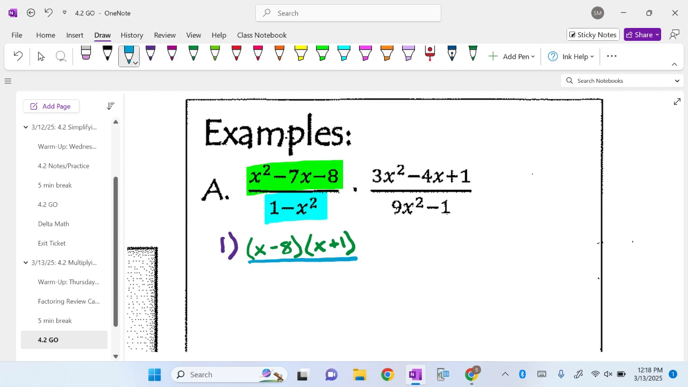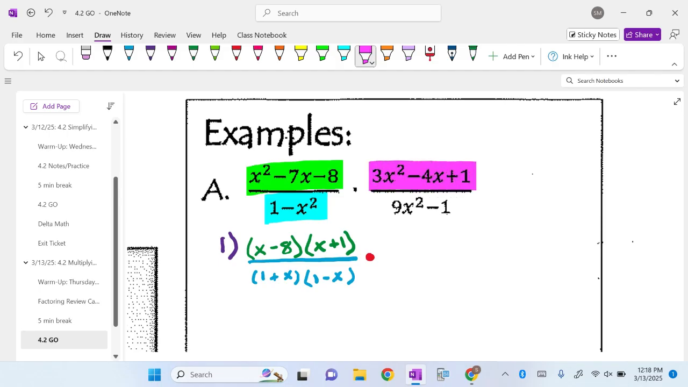So, it's a difference of squares. So, how do we factor it? You take the square root of both. And then you do a plus b, a minus b. So, there's going to be a plus here, a minus here. What's the square root of 1? 1. So, this will be 1, 1. What's the square root of x squared? X. So, this will be x and x. Times.